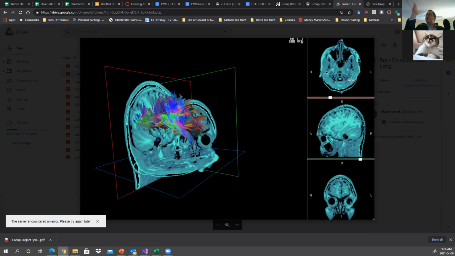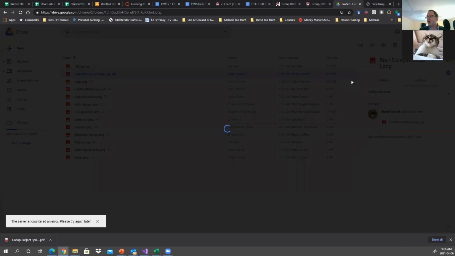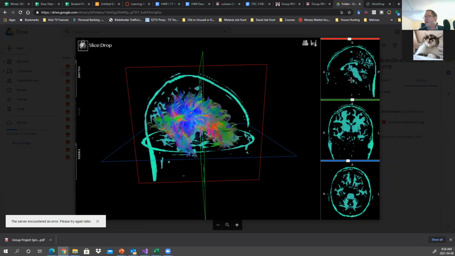Oh, it's a projection of the other plane like this. Okay. Part of the brain. Okay. Oh, these are so cool.